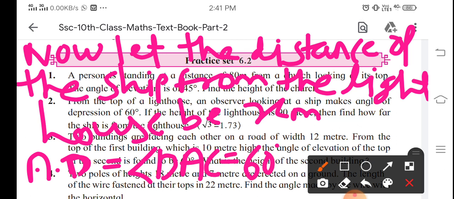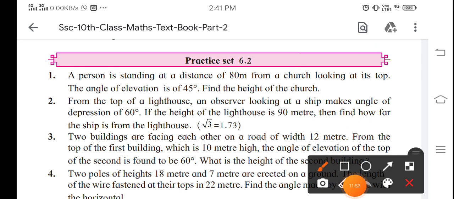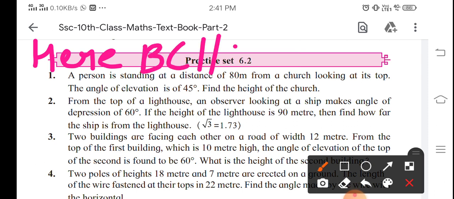So all these things they have given, right? And the next thing you have to write, I told you, is the alternate angle, parallel. You have to show that over here. So here you can write BC is parallel to AD.